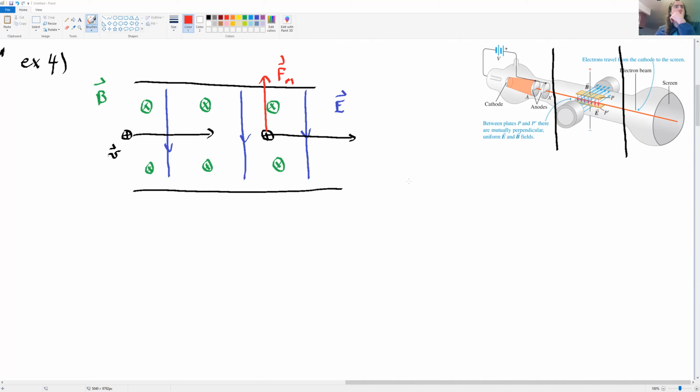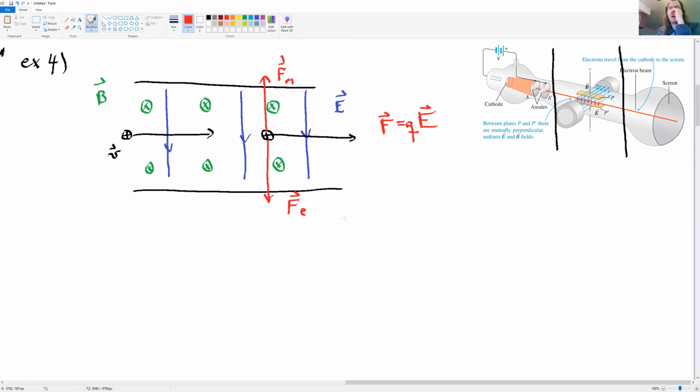We have to remember, electric force is Q times E, right? If you have a positive charge, the electric force is in the same direction as the electric field. You have to remember that. F equals QE. So that means the electric force is down.